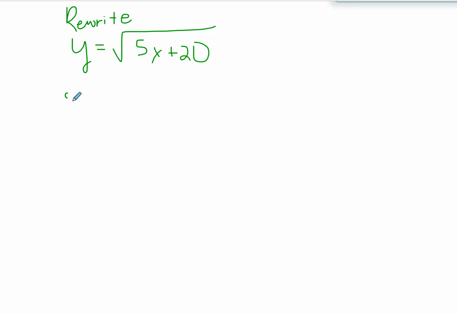Second step, switch x and y. Interchange, because when you are doing the inverse, you are switching your x to your y and your y to the x. That's what you're doing. So we're going to switch x and y. Now what does that look like? It looks like this. x is equal to the square root of 5y plus 20.